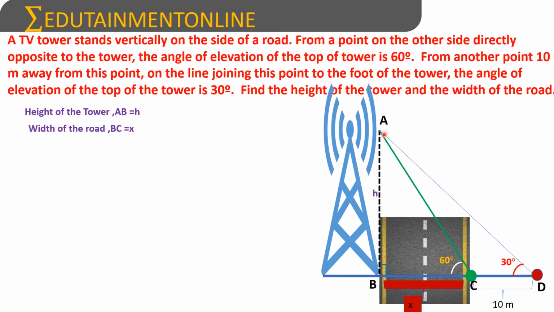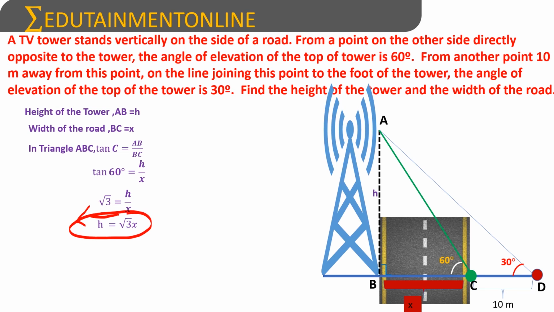Now in triangle ABC, with respect to this angle, the height of the tower is the opposite side and the width of the road is the adjacent side. So we can use tan theta, which is opposite side by adjacent side. So we can write tan C is equal to AB by BC. So tan 60 degrees is equal to h by x, where AB is h and BC is x. We know that the value of tan 60 degrees is root 3. Now transpose this x to the other side, so h is equal to root 3 x.